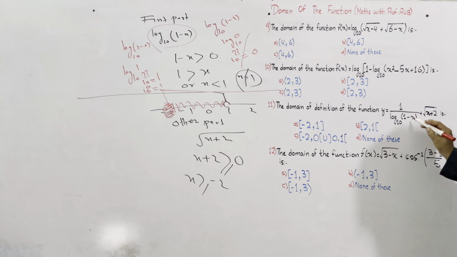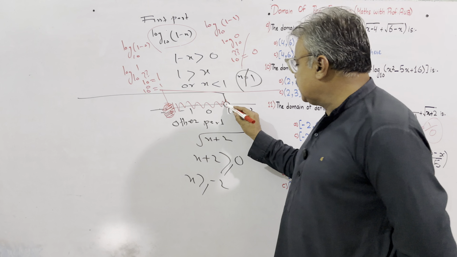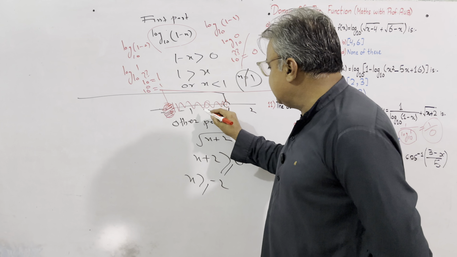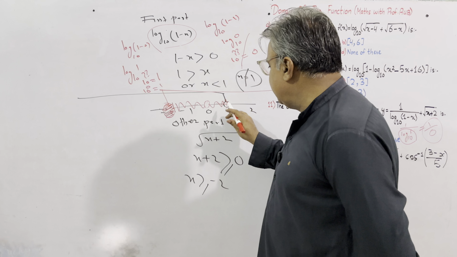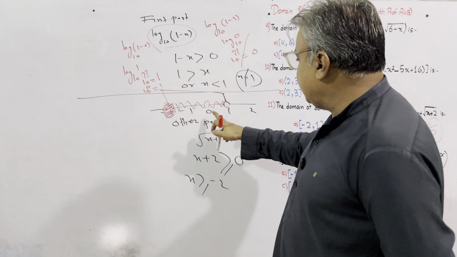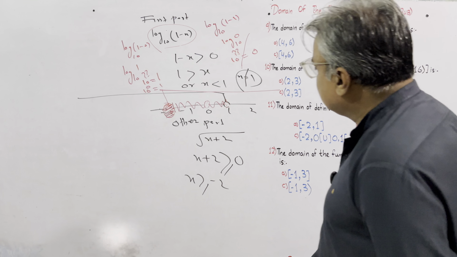If I write 0 here, 1 minus 0 is 1. It is 1 over log of 1 at the base 10. The overall result of log of 1 is 0, so it will become 1 over 0. We cannot divide by 0. That's why we have to exclude this 1 as well as this 0. We have to exclude 0 and 1 from the domain.